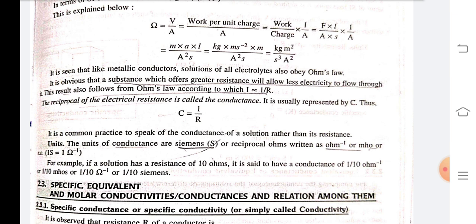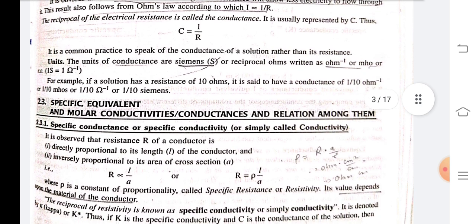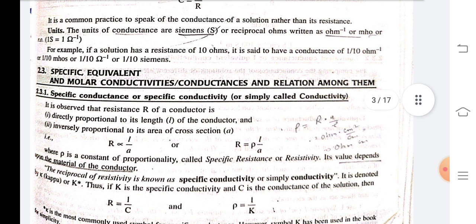Units. The units of conductance are Siemens or reciprocal ohms, written as ohm inverse or mho or Siemens. 1 S is equal to 1 ohm inverse. For example, if a solution has a resistance of 10 ohms, it is said to have a conductance of 1 by 10 ohm inverse or 1 by 10 mhos or 1 by 10 Siemens. Specific, equivalent and molar conductivities, conductances and relation among them.